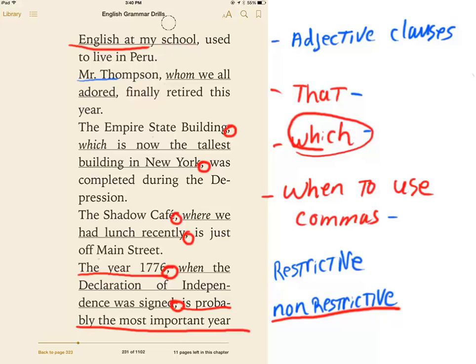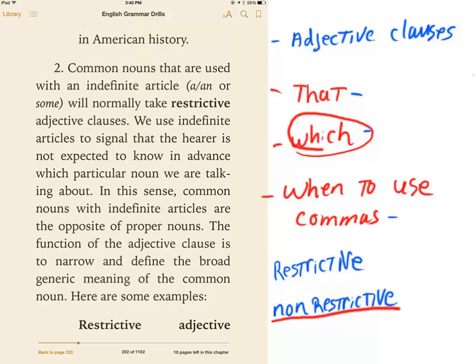Well, let's take a look at a couple more things. Okay. And then the second tip. Common nouns that are used with an indefinite article a or an or some will normally take restrictive adjectives. Okay, so anytime you have a common noun that's used with the article a, an, or some, it will almost always take a restrictive adjective.